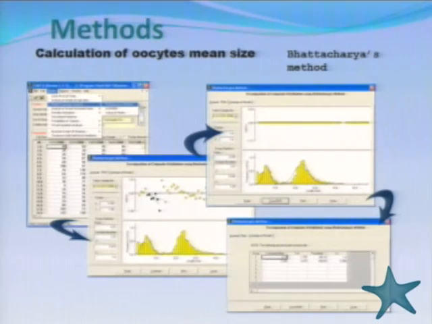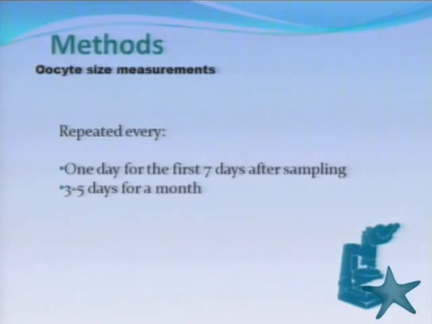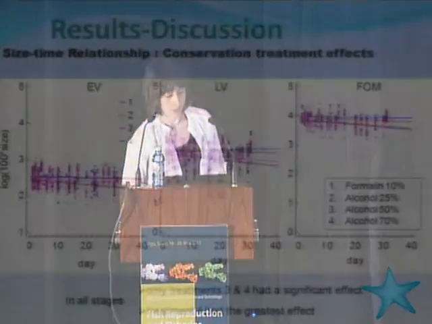In order to get the mean size of every spawning batch, we used Bhattacharya's method within the program NormSep that is provided by FAO in order to analyze the size frequency distributions. Our measurements were repeated every 1 day for the first 7 days after sampling, and the measurements continued for a month with a frequency of 3 to 5 days. And we go on with our results.